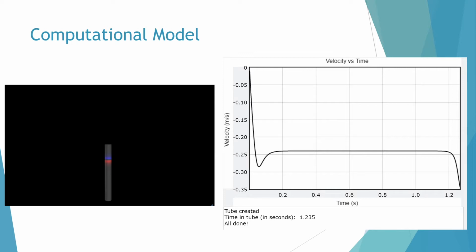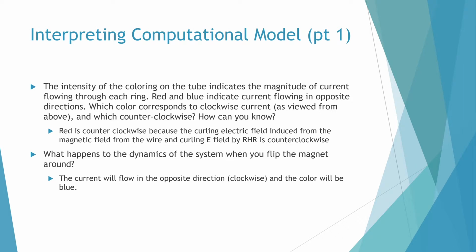So interpreting our model, it basically is asking which color corresponds to clockwise viewed from above or counterclockwise, and how do you know when the magnet is going through the tube. So I said that red would be counterclockwise because of the curling E field induced from the magnetic field in the wire, and because the curling E field set by our right-hand rule says that it is counterclockwise because it's going to offset the change in flux.